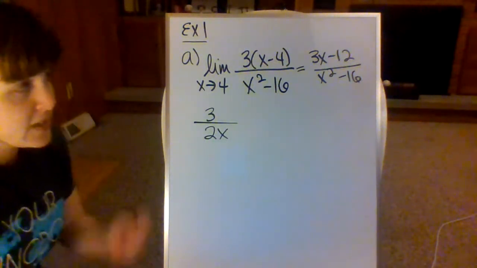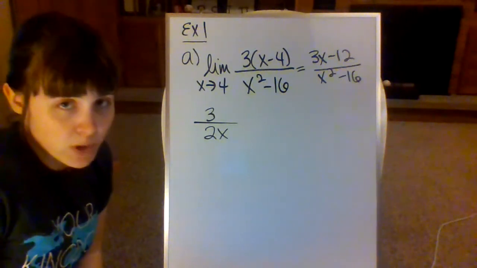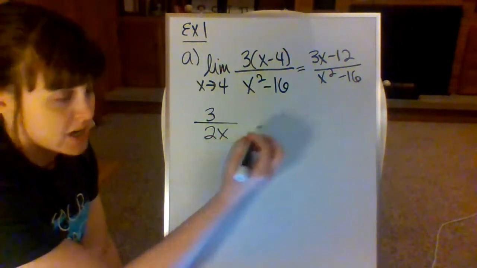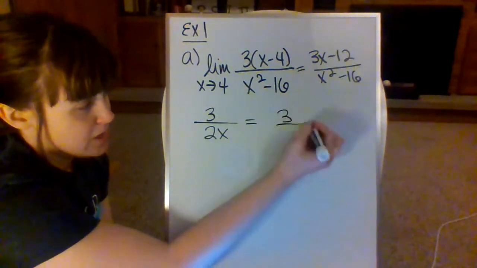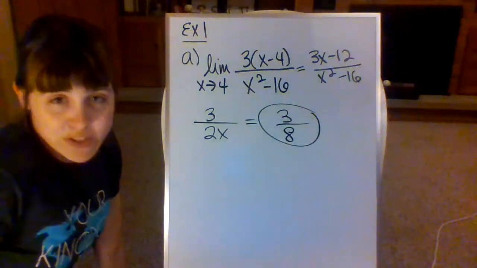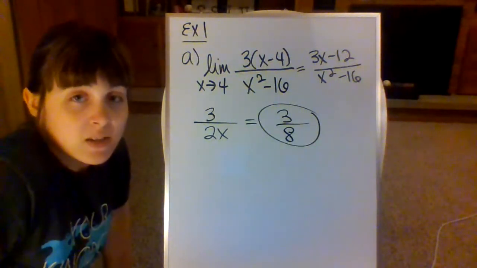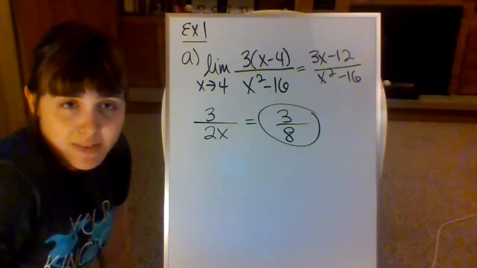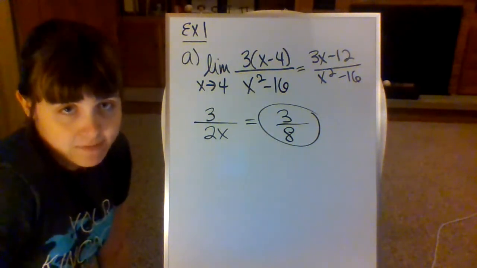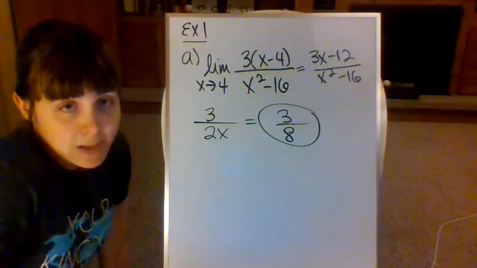Now it says, find the limit as x approaches 4. So now we're going to plug in 4 where x is right here. So it's going to equal 3 over 8, because 2 times 4 is 8. Right, so that's it. We found the derivative of the top and the bottom, and then we plugged in what the limit is approaching. So hopefully that's not too bad.